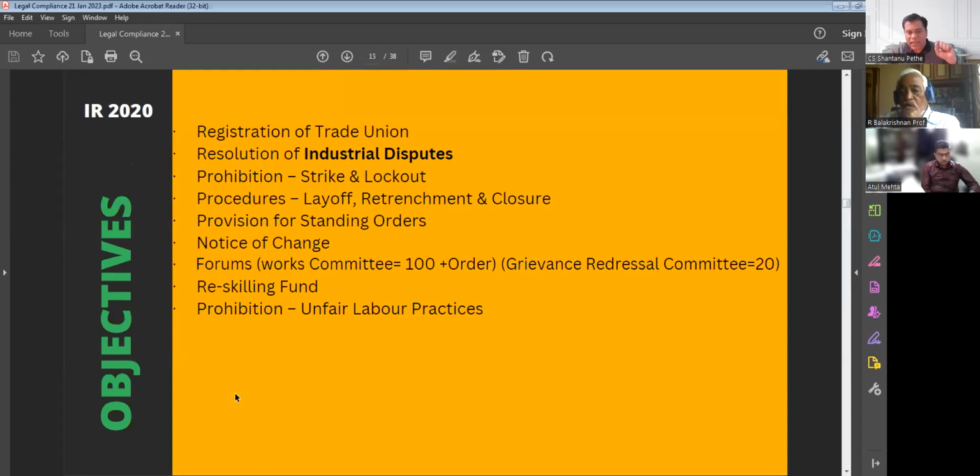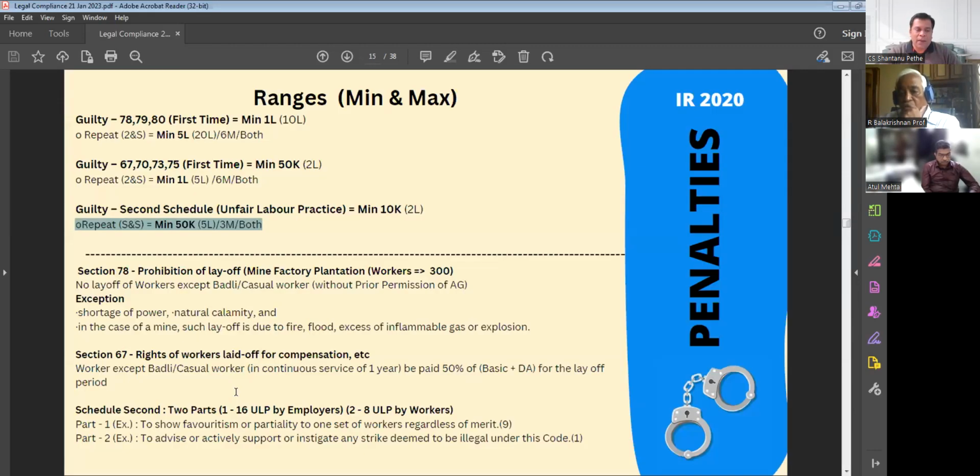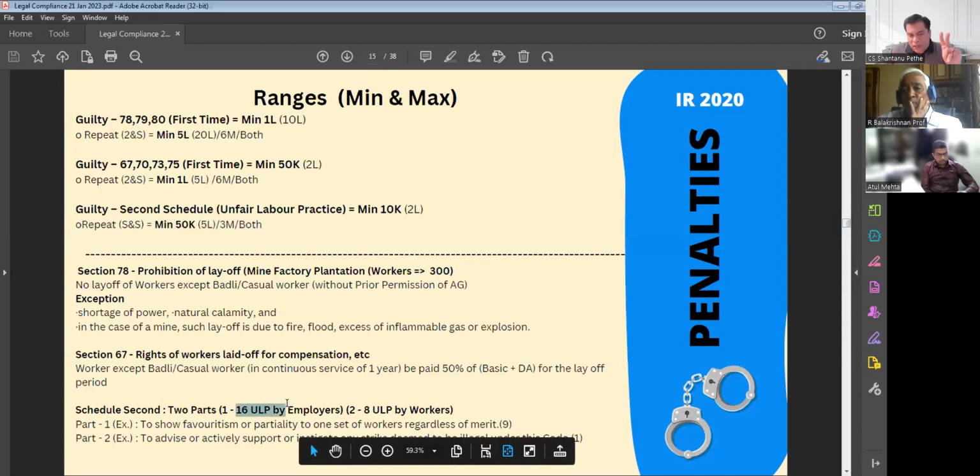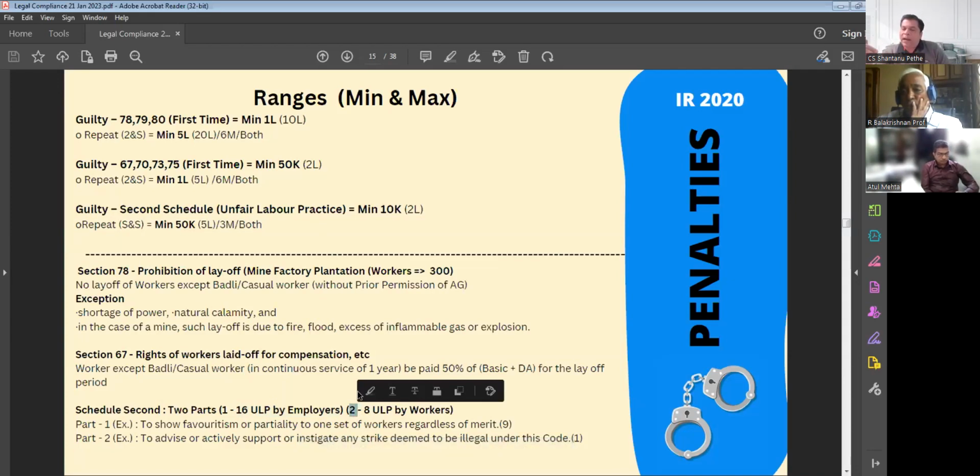I want to take one example of how this schedule unfolds. There are two parts in the second schedule, which talks about unfair labor practices. In part 1, 16 unfair labor practices are pointed out, which are applicable to employers, so employers should not commit such practices. And there is a second part where 8 unfair labor practices are provided on the part of workers. So workers should also distance themselves from these unfair labor practices.